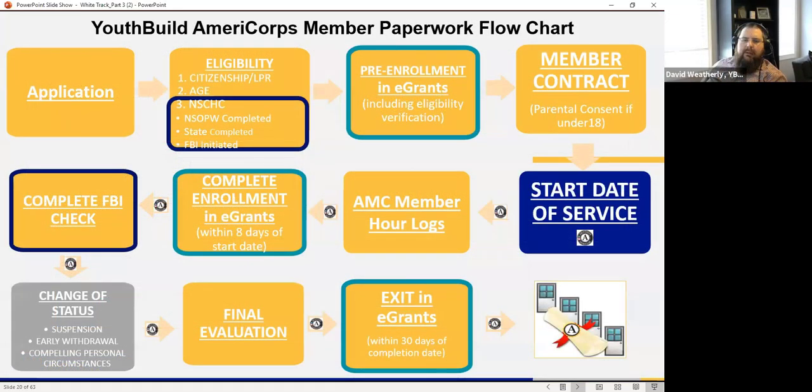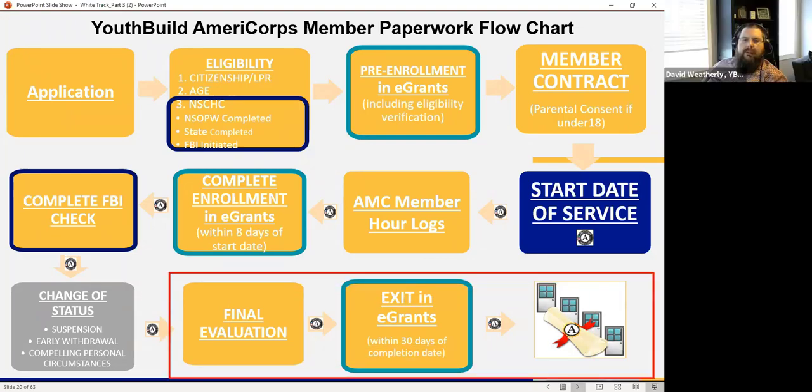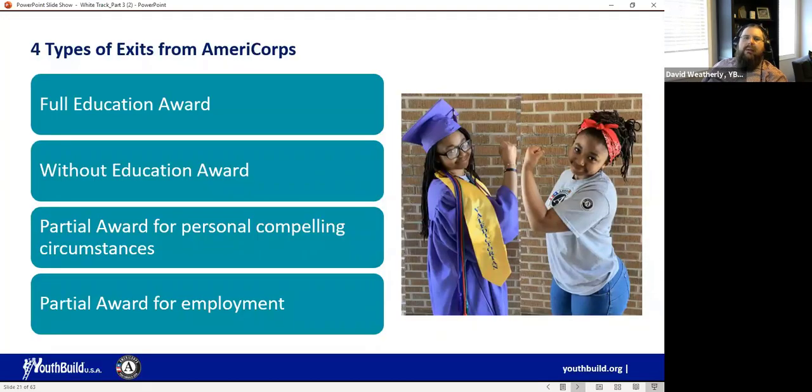So just as a reminder, kind of where we are in terms of the paperwork flow chart, we're getting to the end. So we're going to start talking about exits in e-grants. We're going to go through the exits and hopefully get folks to their education award. So let's talk about some final steps that you need to take for your member. First off, as a framework, here are four types of exits that we are going to touch upon.